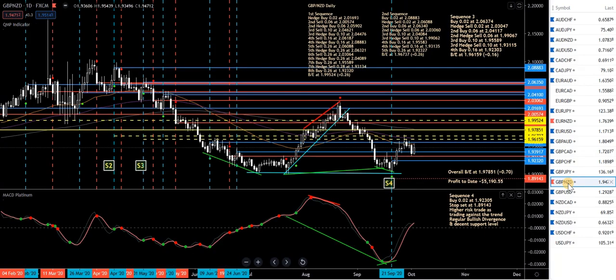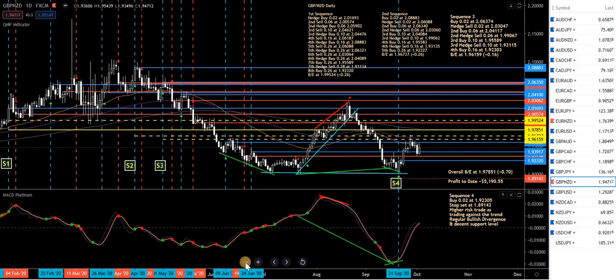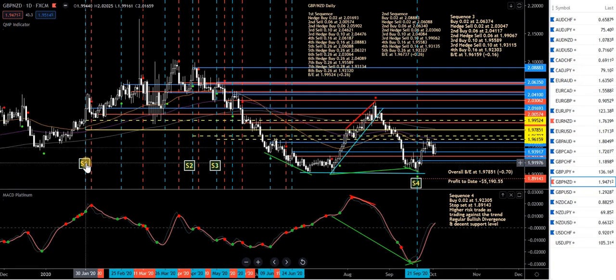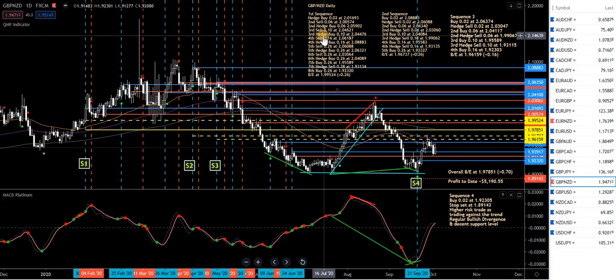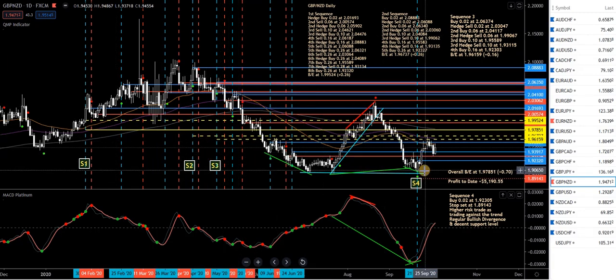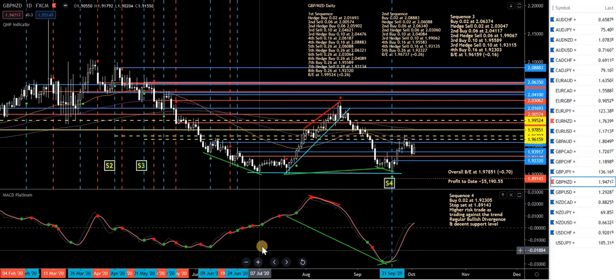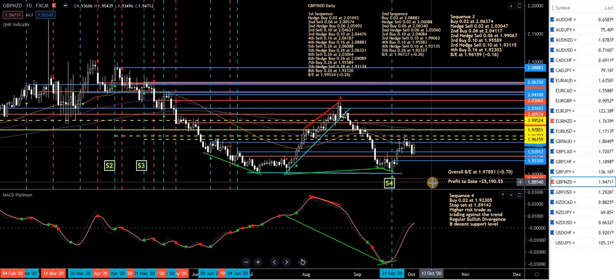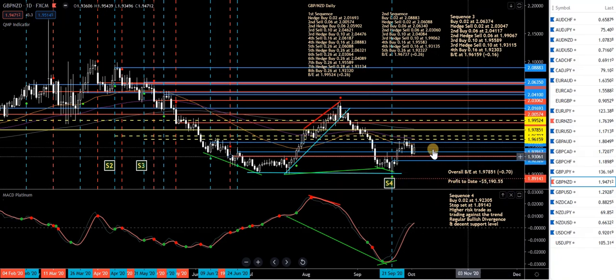Pound New Zealand, this is one of my, I wouldn't say it's a problem pair. Let's go over it. There's a lot of trades on. If I shorten up the chart a bit, you'll see sequence 1 starts back in late January. You can see it there, sequence 1, sequence 2, sequence 3, sequence 4. In the meantime, I've been working the right edge of the chart, trying to get as much profit as possible. Profit to date, over $5,000 just in this one pair.